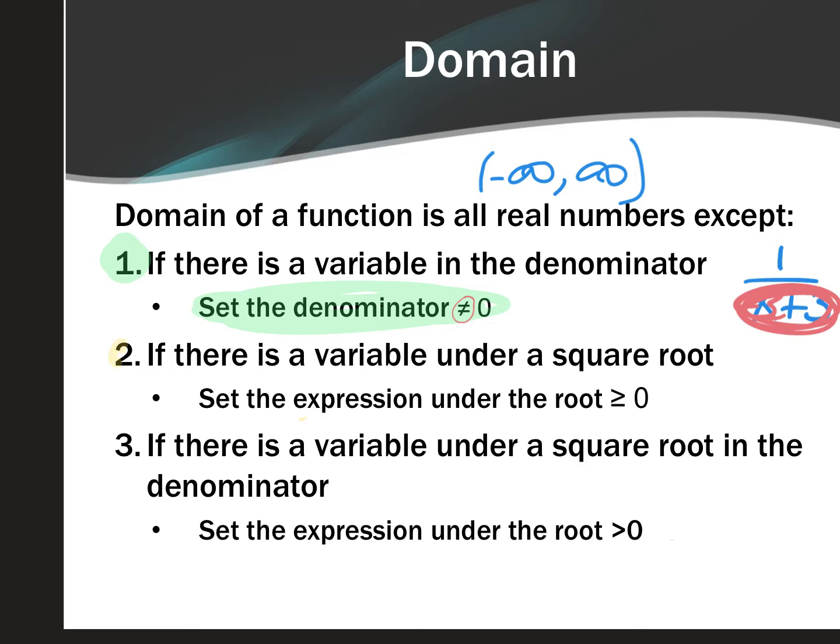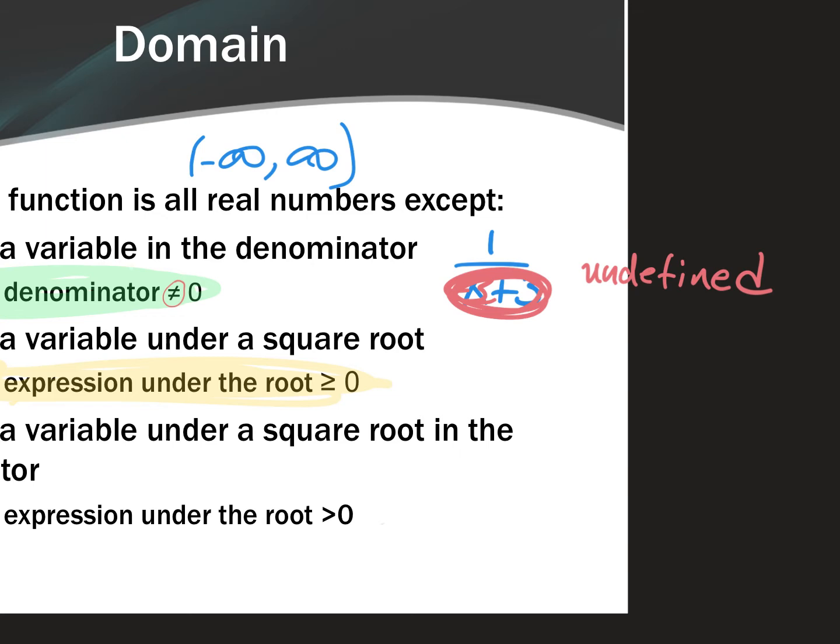The second rule is if there is a variable underneath the square root. You have to set your expression under the root greater than or equal to 0. Well, why is that? If I have the square root of 2x plus 1. Very good. It has to be greater than or equal to 0. And Aiden just said it has to be greater than or equal to 0. Okay, good. I'm glad you asked that. Why does it have to be greater than or equal to 0?